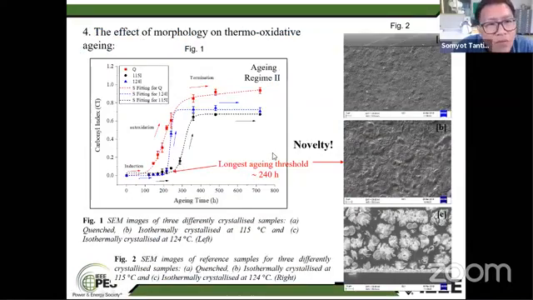And then this is the highlight of this work. You can see first in figure 2 on the right hand side, these are the reference samples with 3 different morphologies. For figure A, this is called quenching morphology, where the insulation material was produced very quickly from melt, quenching in the water very quickly. But in figure B, the crystallization process is much slower. We crystallize the polyethylene at 115 degrees Celsius for 1 hour.